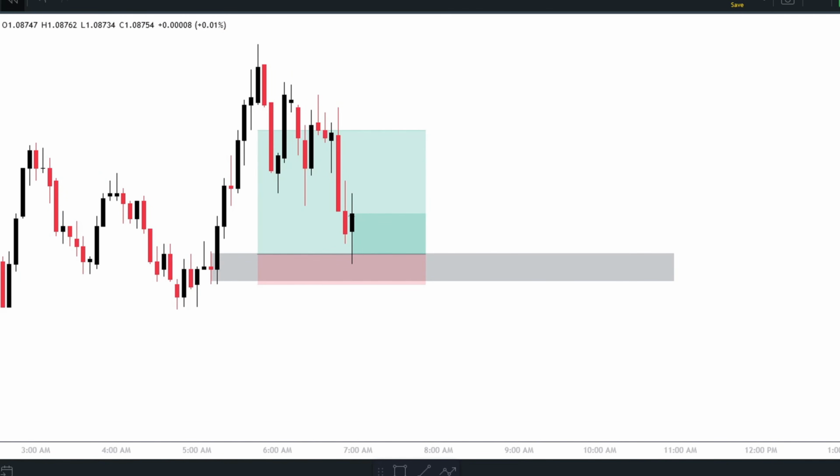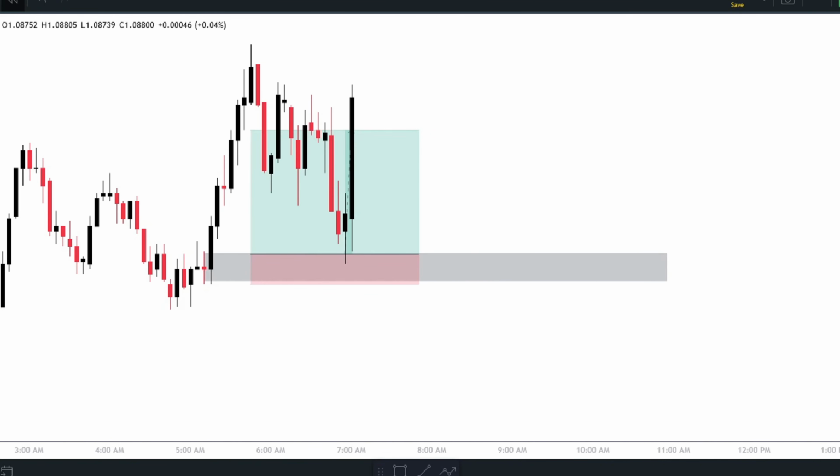Here we have entered the position. Wow, what an impulsive move. We have hit take profit by the next candle.